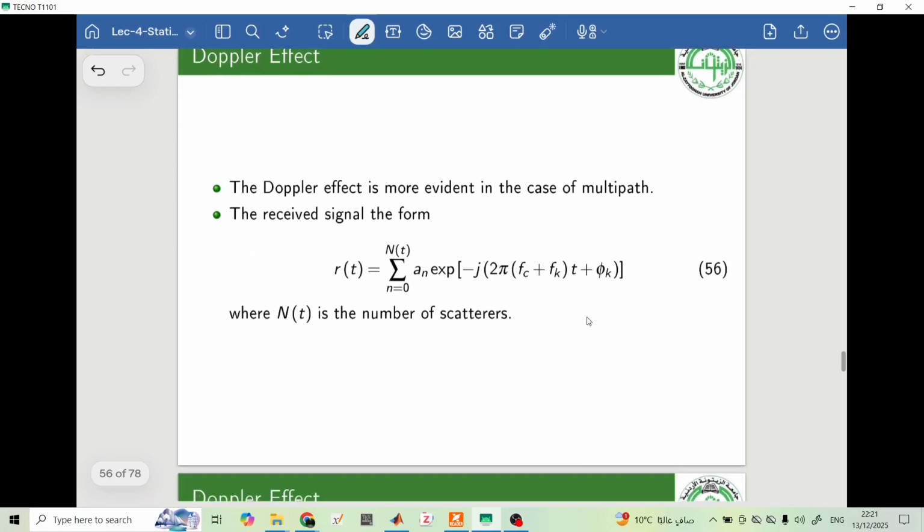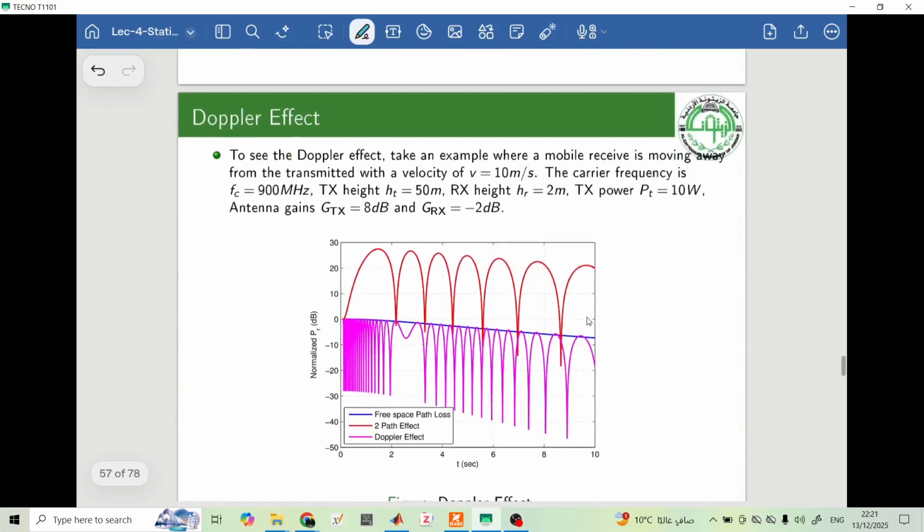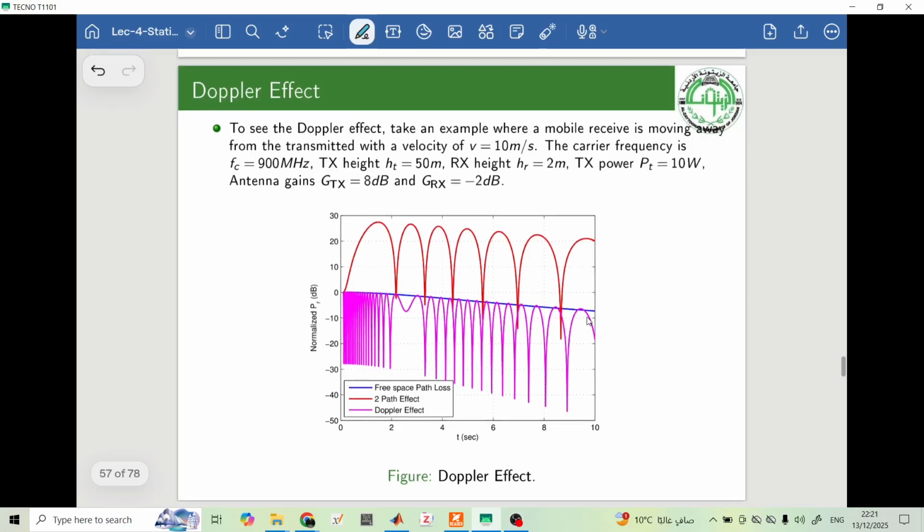So if we have multiple components, we have this form, right? We have multiple components, we have multiple shifts, we have multiple attenuations, and we have multiple phase shifts. So here, this is an example of how the effect of the frequency shift is shown on the frequency setting that we have here.